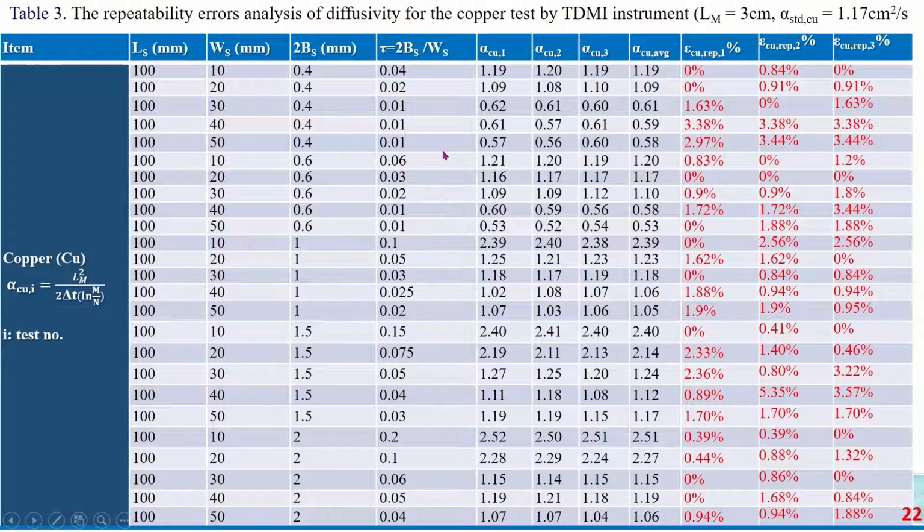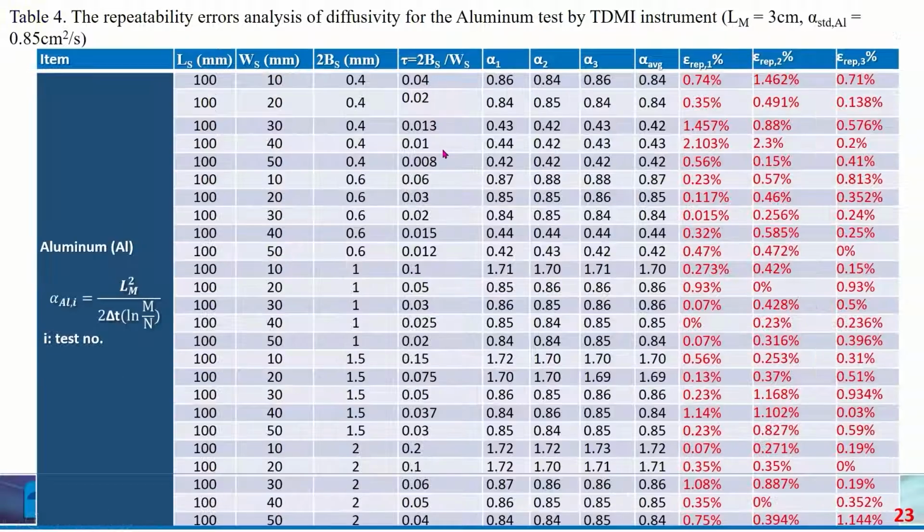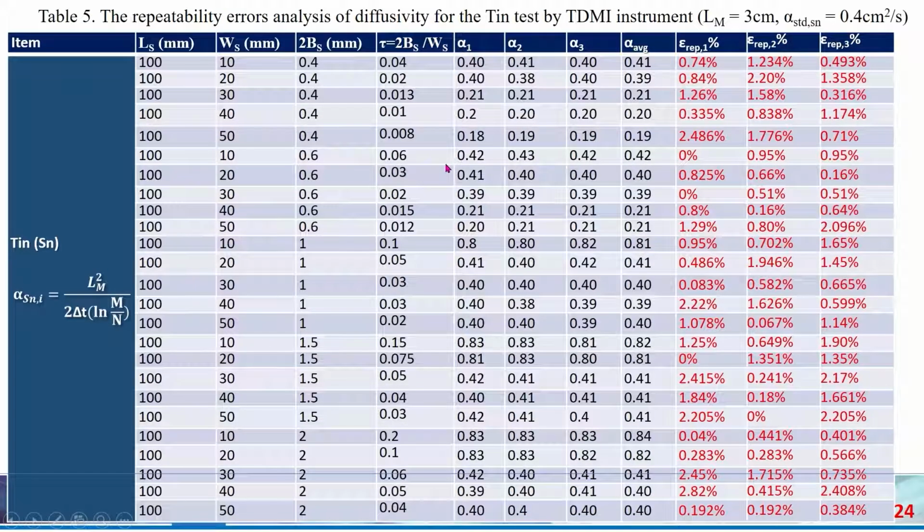Table 3 shows the repeatability test result for copper with different sizes in TDMI. The repeatability error is less than 5%. And so is the alumina shown in Table 4. The repeatability error is less than 5% as well. And so is tin shown in Table 5. The repeatability error is less than 5% as well.